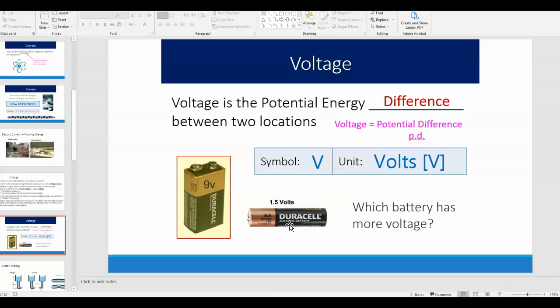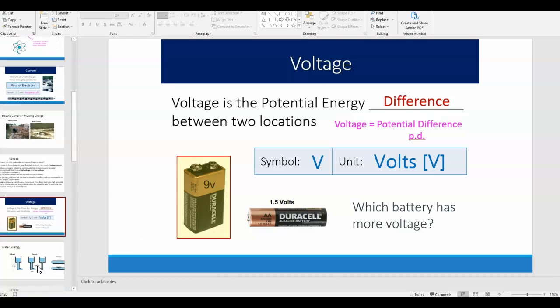And so if you had your TV remote and it has two AA batteries in it, if you put two AAs together, you get 3 volts because you get 1.5 plus another 1.5. Okay, so that's what causes the current to flow.